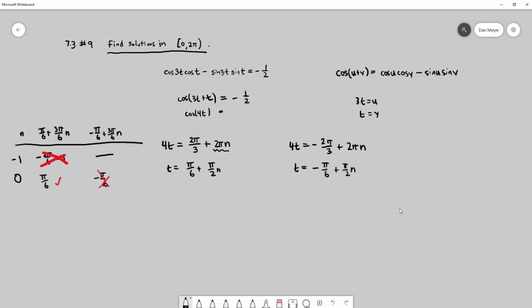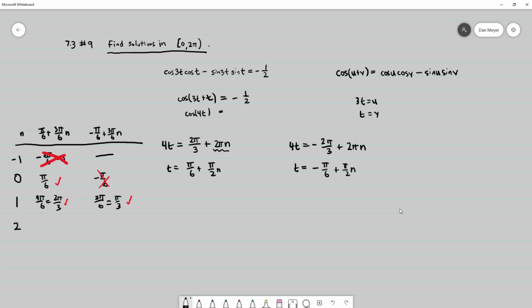When n is equal to 1, here I get 4 pi over 6. When I add pi over 6 plus 3 pi over 6, that's the same as 2 pi over 3. That's between 0 and 2 pi. Over here I get 2 pi over 6, which is pi over 3, which is good.